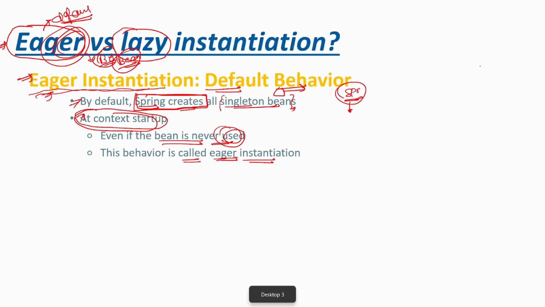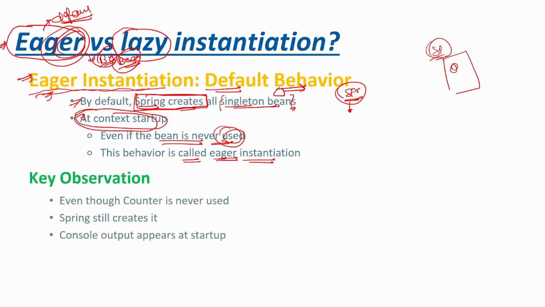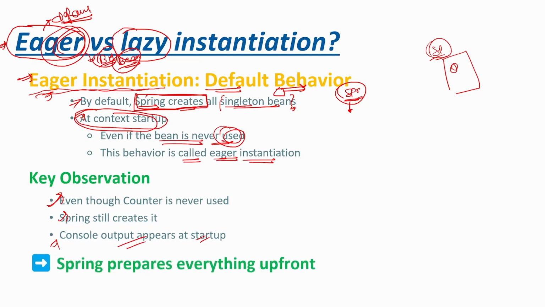As you can see here, the context is started and Spring added the bean to the Spring context by default. So this behavior is known as eager instantiation. You can see that even though the counter is never used, Spring still creates it and the console output appears at the startup, as you can see here. So what happens in eager instantiation? Spring prepares everything upfront.